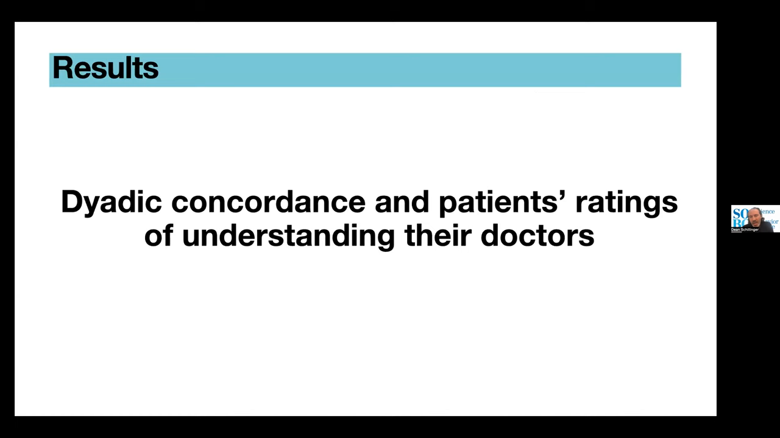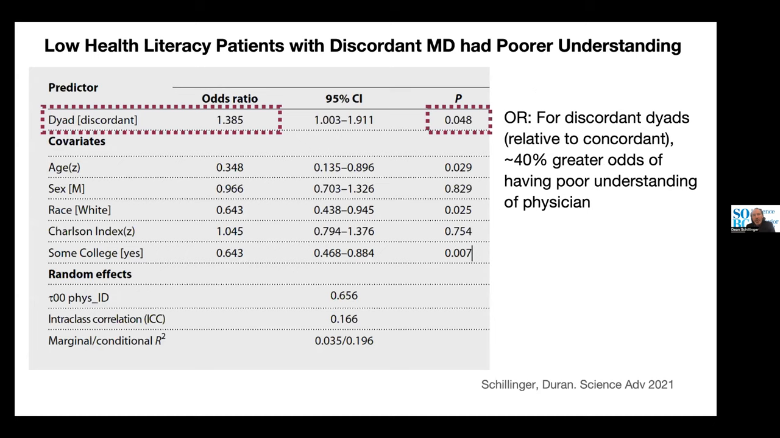What we found was for low health literacy patients only, having a discordant physician was associated with significantly worse understanding of their physician. There was a 40% greater odds of having poor understanding of your physician if you had limited health literacy and your physician used high complexity language. This was not the case for patients with high health literacy. For patients with high health literacy, it did not appear to be important whether the physician used high or low complexity language.